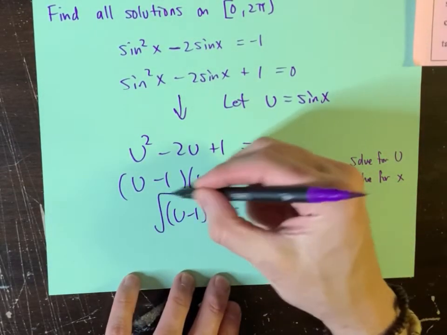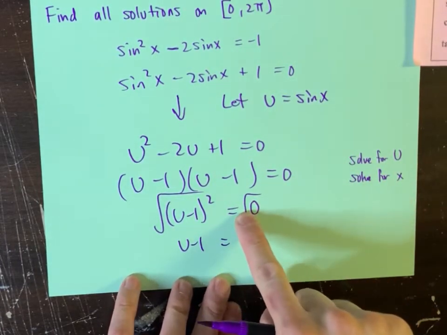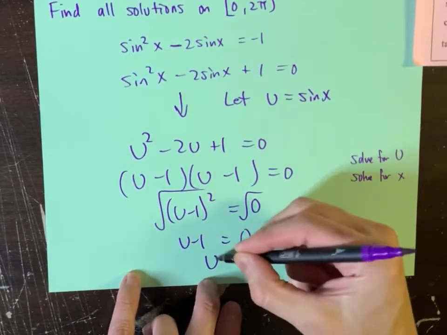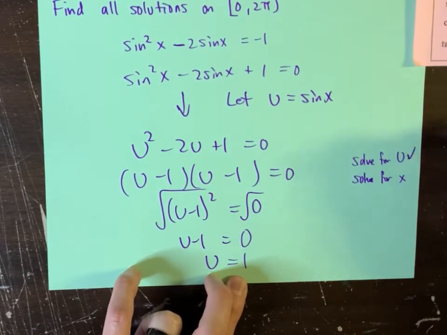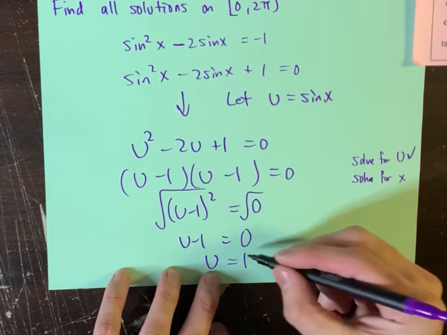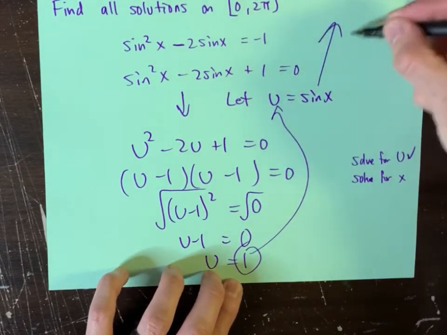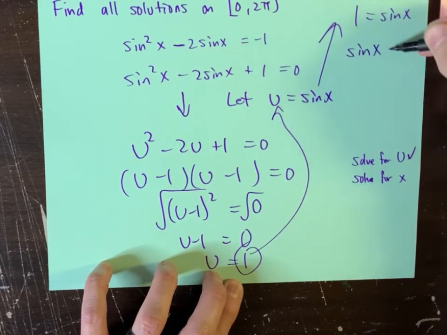Let's square root both sides. This is technically plus or minus, but 0 plus or minus 0 is just 0. So if I add 1, u equals 1. So I have solved for u, but now I'm going to solve for x. So u is 1, so plug 1 in for u right there. So this equation would say 1 equals sine x, or just sine x equals 1.